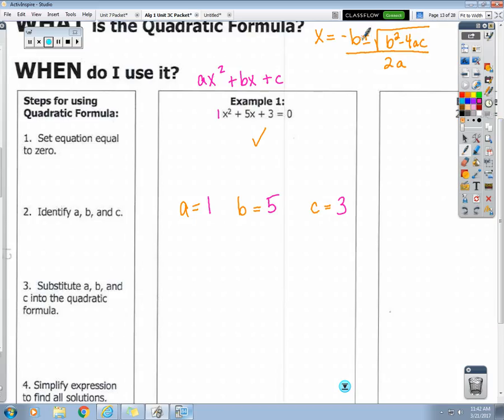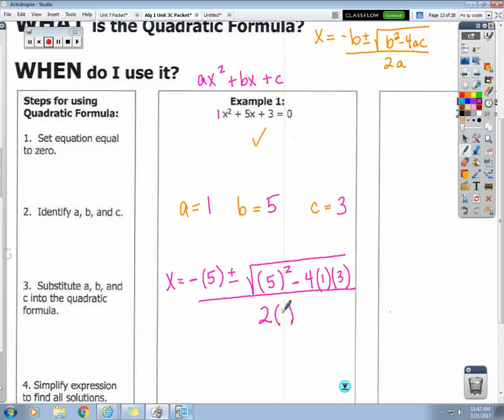Now all you're going to do is substitute those 3 numbers in the formula where they go. So every time you see a B, you're going to put a 5. Every time you see an A, you're going to put a 1. And when you see the C, you're going to put a 3. So it'll look like this. X equals negative B, which will be 5. And anytime you're substituting in a number, put parentheses around it. Plus or minus the square root of B, which is 5, squared, minus 4 times A, which is 1, times C, which is 3. All over 2 times A, which is 1.